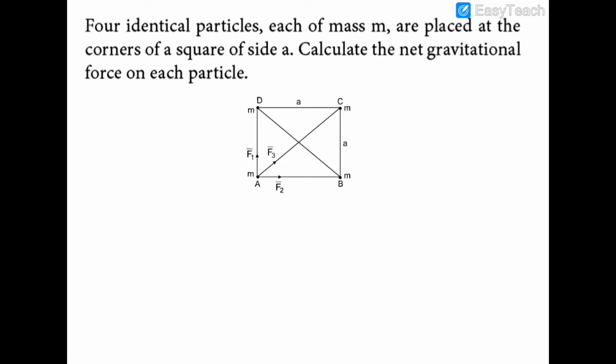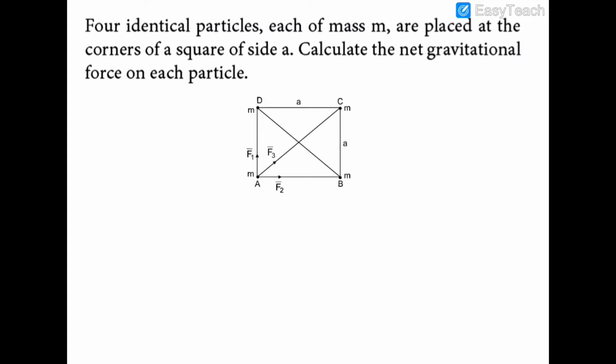In this question, you can see that there are 4 masses which are kept on the corners of a square, and the side of the square is a. Now we have to find out the net force acting on any one of the masses. So let's suppose this is the mass on which we have to find out the force, and these are the forces which are acting due to all of these 3 masses.